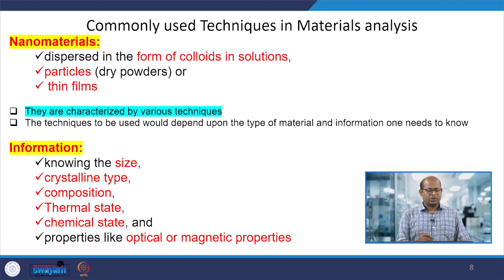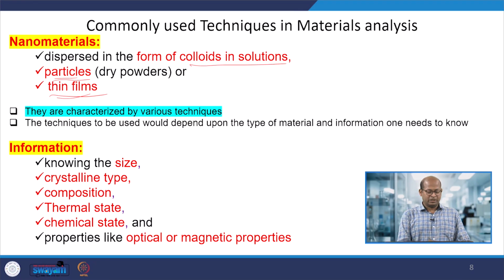To talk about nanomaterials, we can prepare them in the form of colloids present in solutions, or as powder samples, such as metal oxides or metal sulfides, in the form of particles. We can also prepare nanomaterials from solutions as thin films. These are the various forms in which we can prepare nanomaterials, and then we have to characterize them.